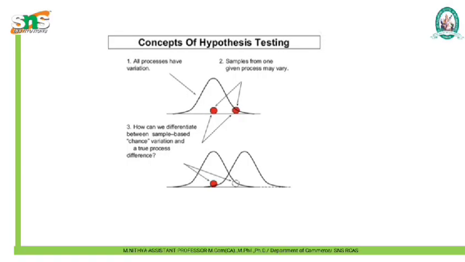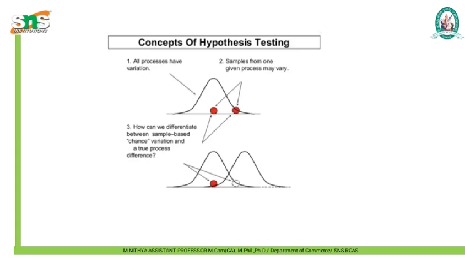Finally, we have to derive the conclusion for the hypothesis. A type 1 error occurs when we reject the null hypothesis when it is true. The probability of committing a type 1 error is the significance level alpha.